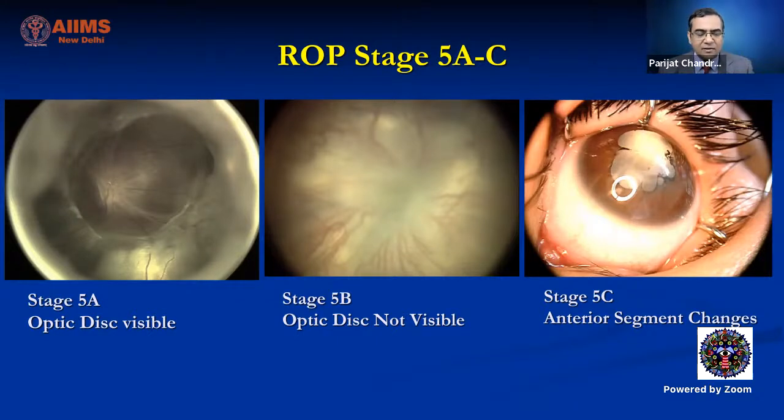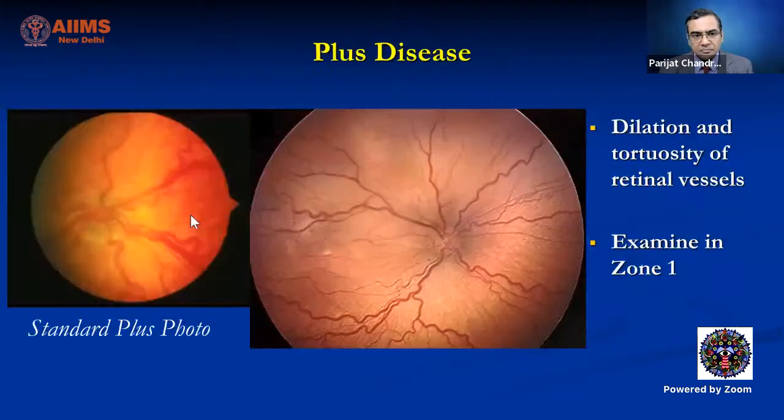So 5A will signify more of an open funnel configuration, 5B will possibly signify a closed funnel configuration or a retinal membrane is there, and 5C means that the changes have involved the anterior segment in the form of posterior synechiae or shallow anterior chamber or iridocorneal synechiae and something like that.